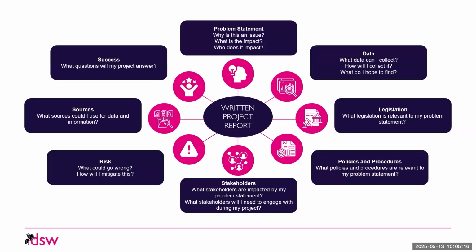If, for example, one of the key themes is data, you can start to look at where you can collect that data from, how you will collect it, and what it is that you're hoping to find from that. You might need to look at your organisation's policies and procedures, so which policies and procedures are relevant to your problem statement or the topic of your report. Another example on there is stakeholders. So what stakeholders are going to be impacted by the work that you're doing on your project, and which stakeholders will you need to engage with during your project?